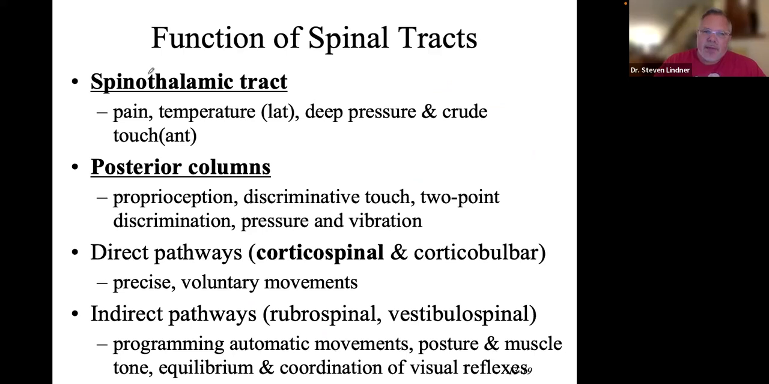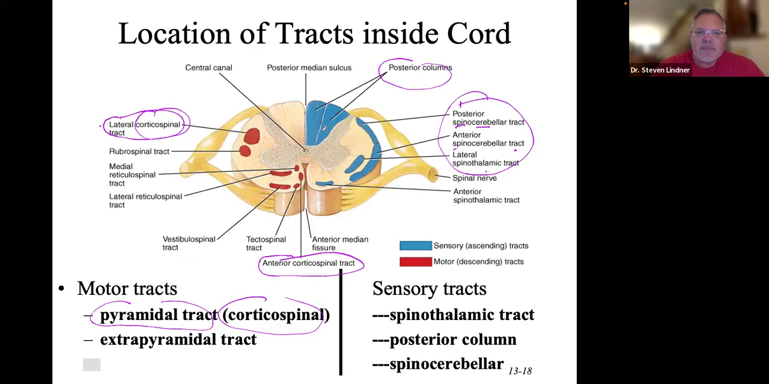The spinothalamic, starting in the spine, ending up in the thalamus, up in the brain. The lateral spinothalamic is dealing with the sensations of pain and temperature. And then the anterior spinothalamic, right? If we go back and we look, we have the anterior spinothalamic, which is here. And then we have a lateral spinothalamic.